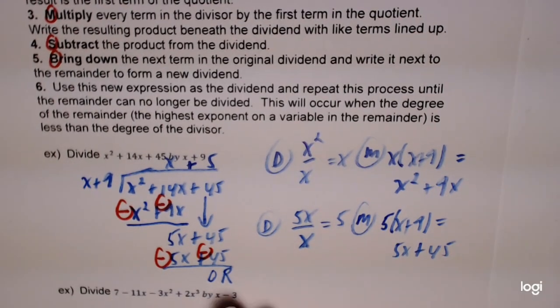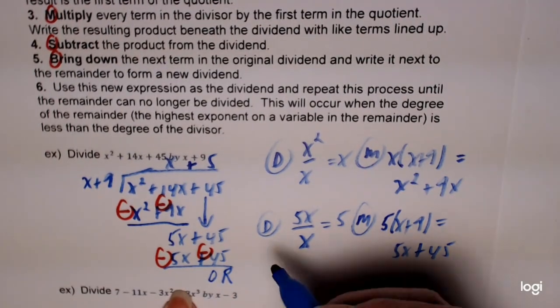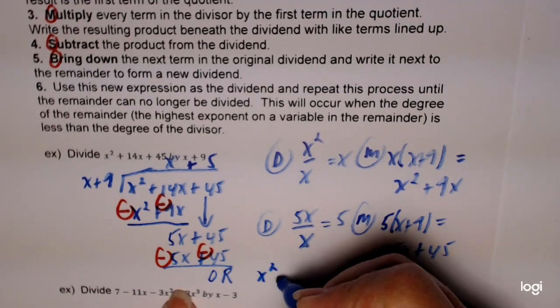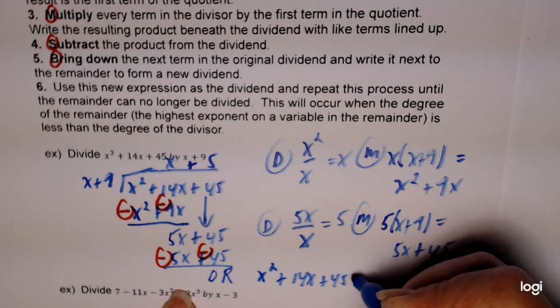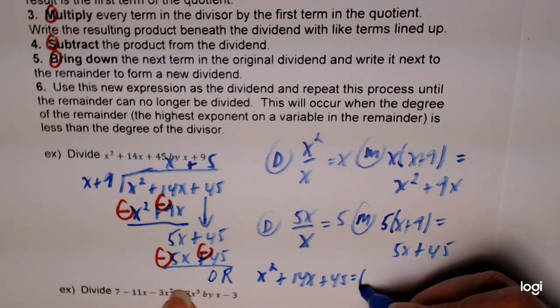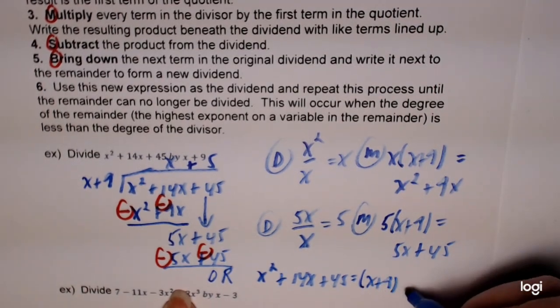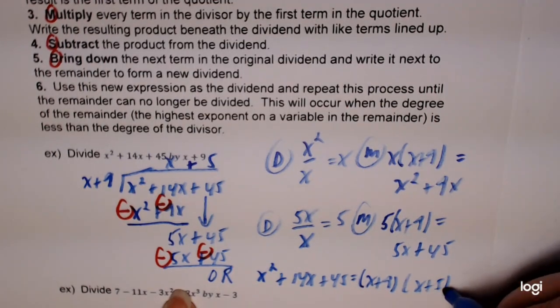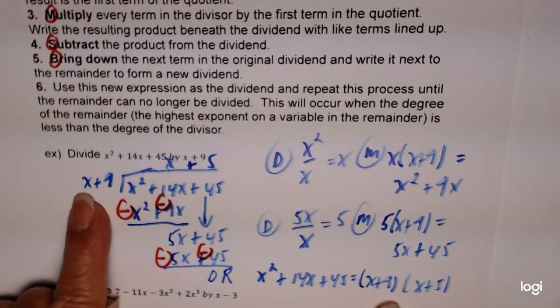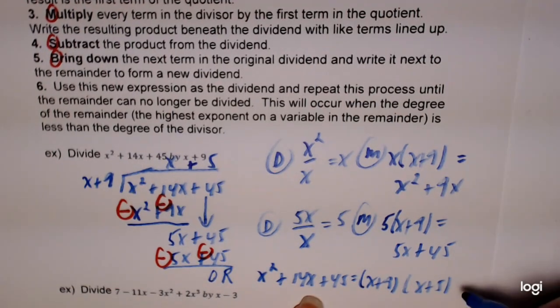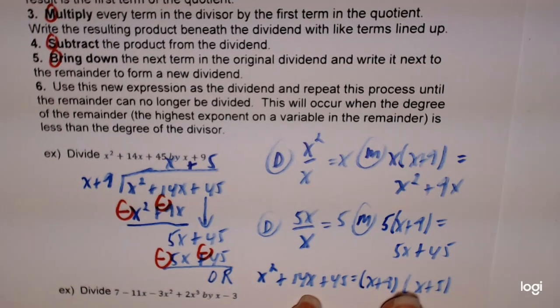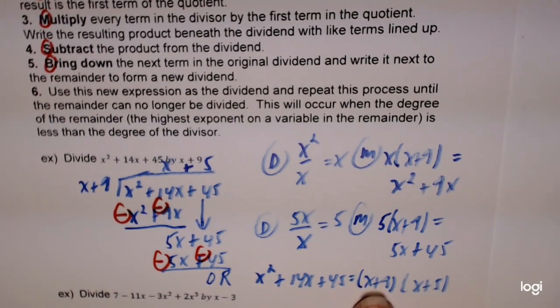So what does this mean? What this tells us is our original polynomial, x squared plus 14x plus 45, can be written as the factors x plus 9, x plus 5. So our divisor and our answer. When there's no remainder, there's no reason to write a plus 0 here. There's no remainder. These are our factors. Why is this useful and important to know how to do?